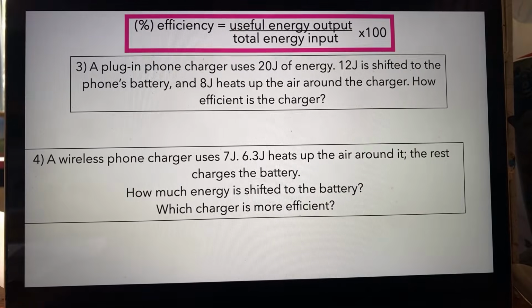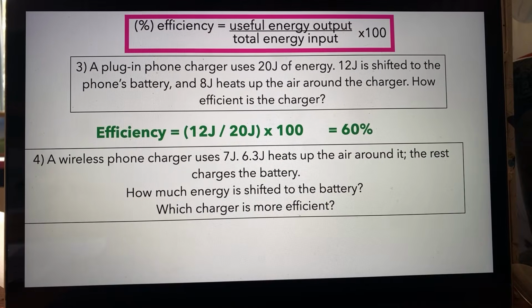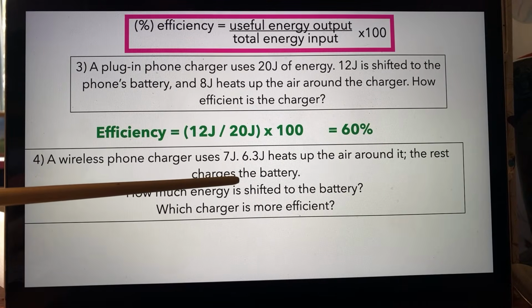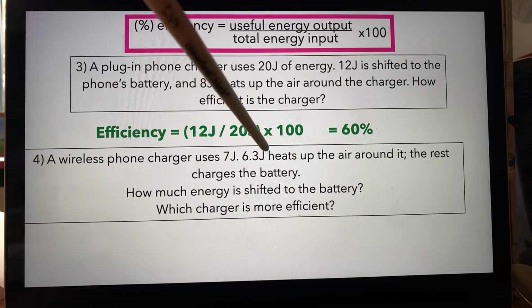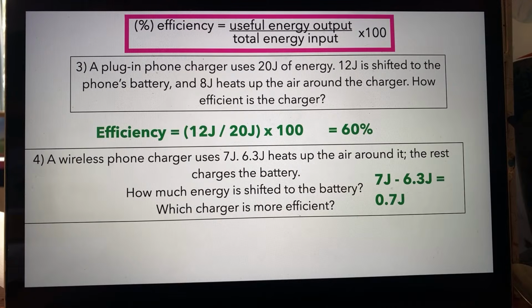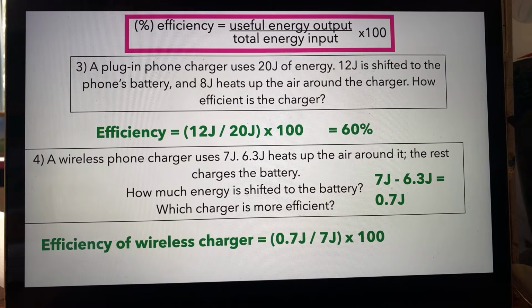A plug-in phone charger uses 20 joules of energy. 12 joules is shifted to the phone's battery. 8 joules heats up the air. So it's the 12 joules that is useful. So it's 12 joules divided by 20 joules times 100, which is 60%. A wireless phone charger, the energy being shifted to the battery is 7 minus 6.3. 6.3 joules out of 7 joules are getting wasted. So it's 0.7 joules that are useful. So it's 0.7 joules out of 7 joules times 100. Gives you an efficiency of only 10%.